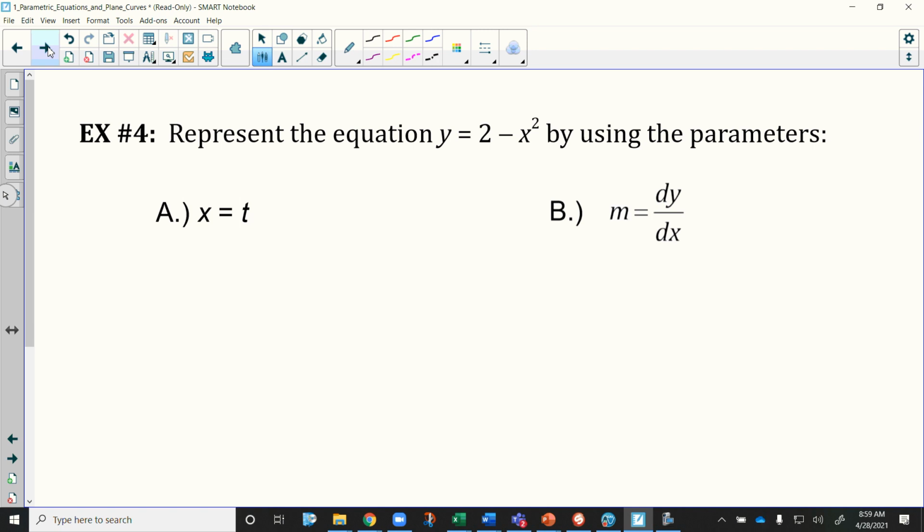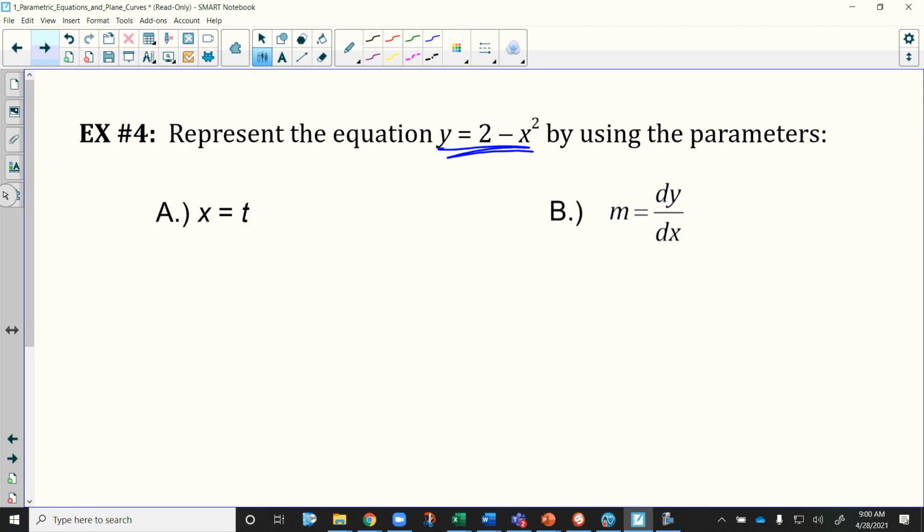Represent the equation y is equal to 2 minus x squared using these parameters. They're kind of looking at it differently. They're completely separating these two things. They're not at all the same. So we're going to look at example A by itself and then example B by itself, but both of them are going to refer to this quadratic expression that we have here.